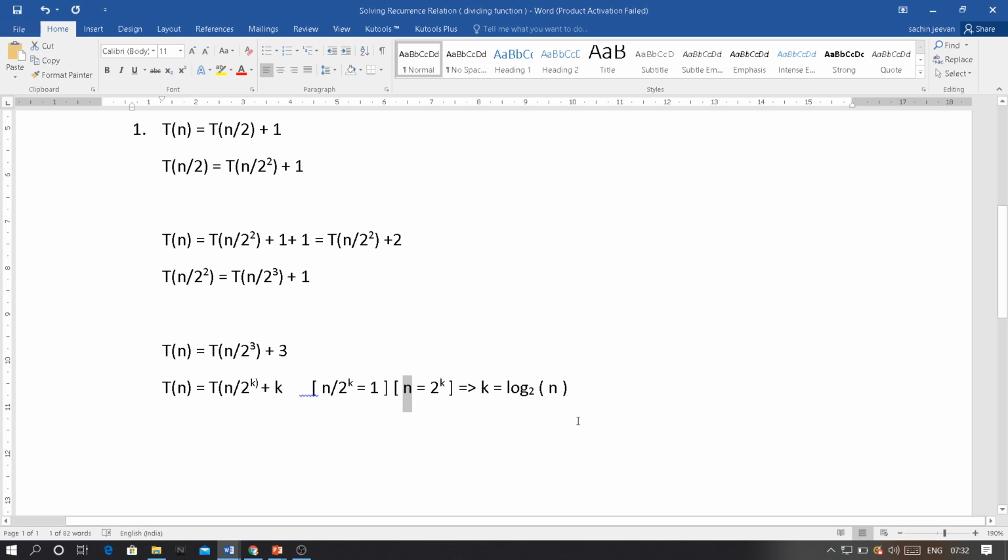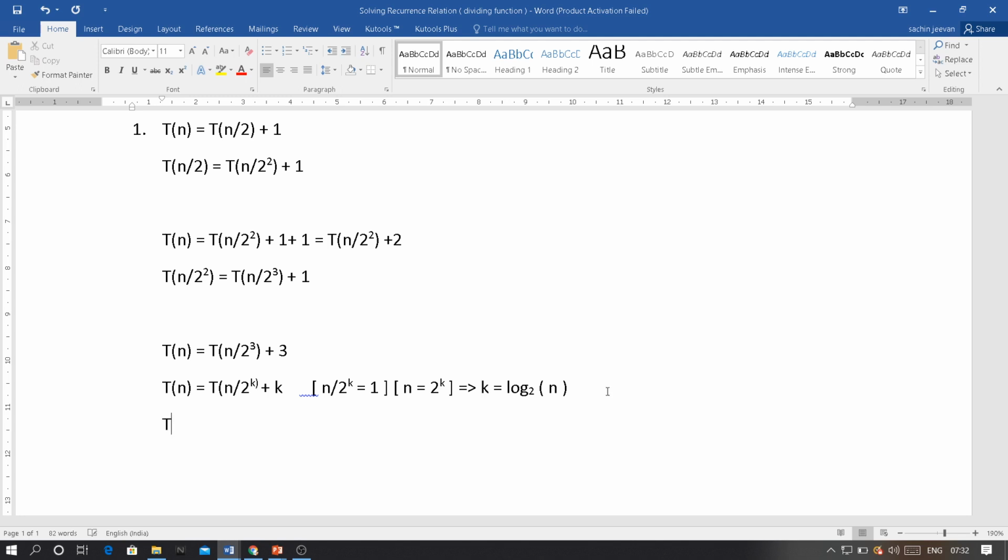So now what can we do? Always remember, whenever in a recurrence relation you get n is equal to 2 power k, then k can be rewritten as log base 2 of n. Always remember this, because this kind of equation will be repeated in many recurrence relations. So now, instead of k we will be taking log base 2 of n.